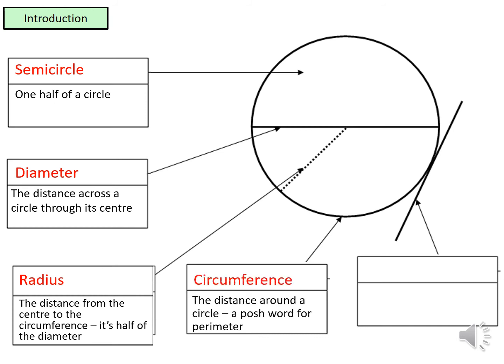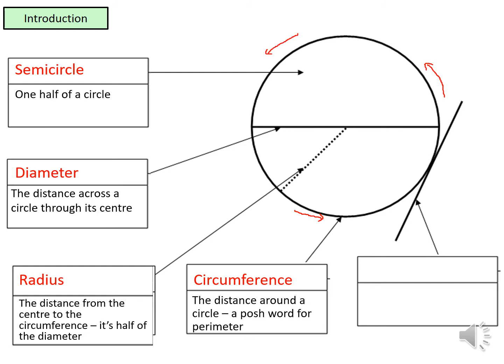Now the next one is my circumference. Circumference is the distance around the circle, essentially meaning it's the perimeter. Okay, it's just another word for perimeter. What that means, around the circle. So you're now going around the circle. Okay, all that line here is my circumference.